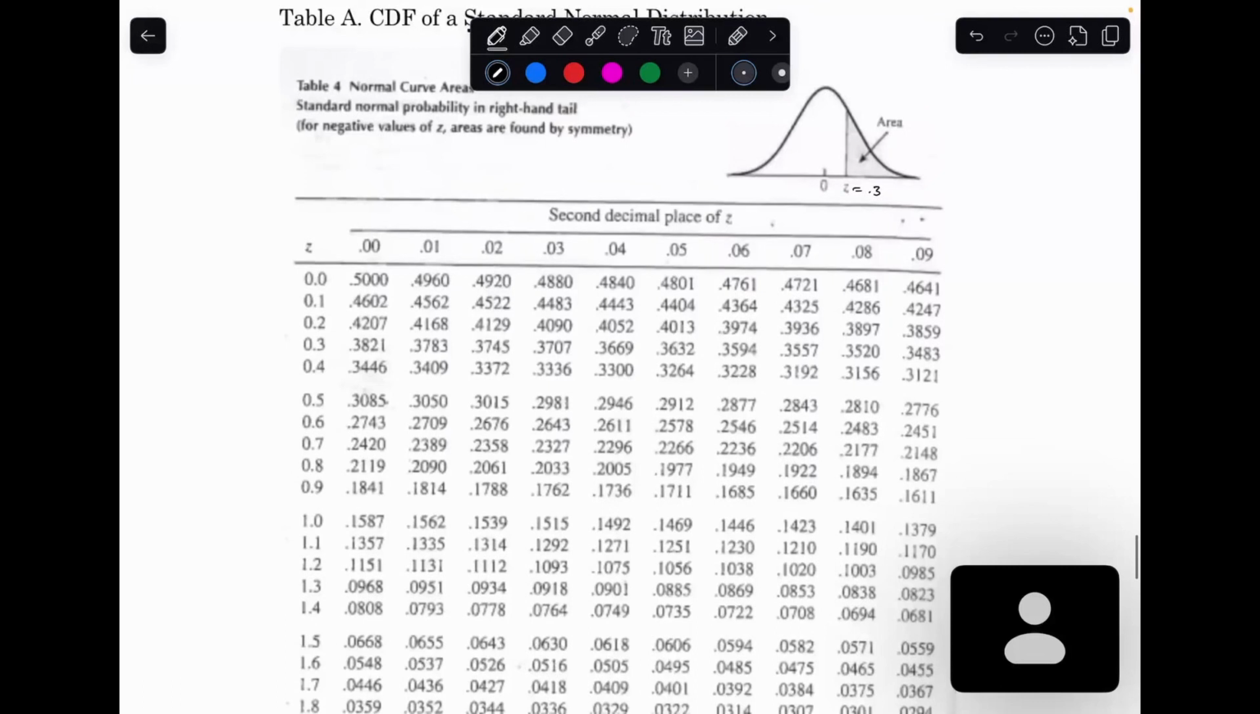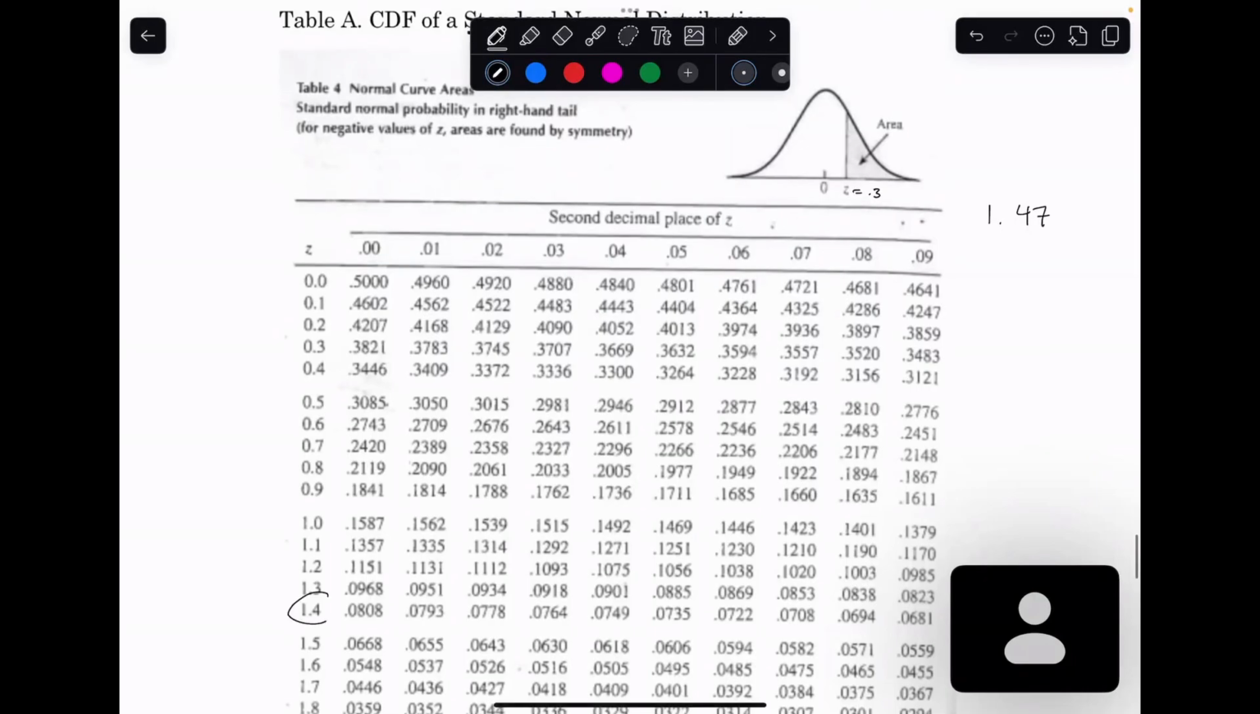Can you just say that again? Yeah. If I'm looking for, let's do a different one, 1.47, I would come over here and find 1.4. And then these values up here give me the second decimal place. So I'd find the 0.07, and wherever they match, which is right here, is going to be the value I'm looking for.